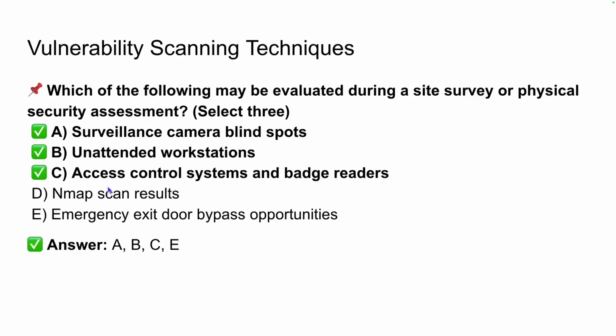Oh, C. Okay, so C is also part of them. E was not highlighted, but I think this is a physical security element here as well. So it's a part of our answers. Maybe I just forgot to highlight it here, but actually, yeah, I would say that E is definitely one of the answers. So emergency exit door bypass opportunities is definitely a physical security item during a site survey that you would get.